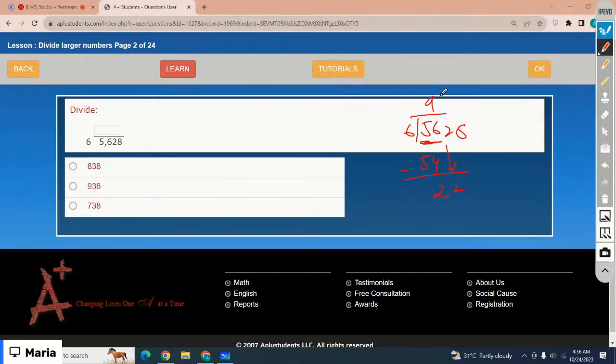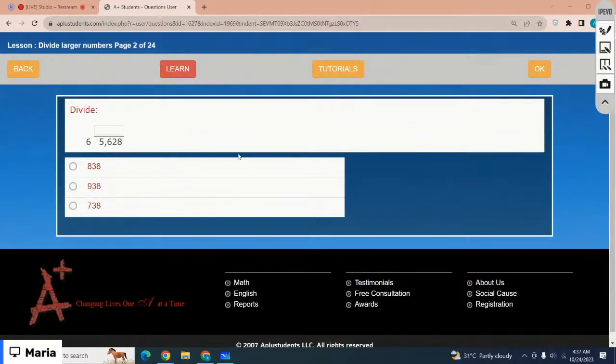6 times 3 is 18. That is 4. Now bring the 8 down. So 6 times 8 is 48. So the correct option is 938. That is the correct option, right? The correct option is 938.